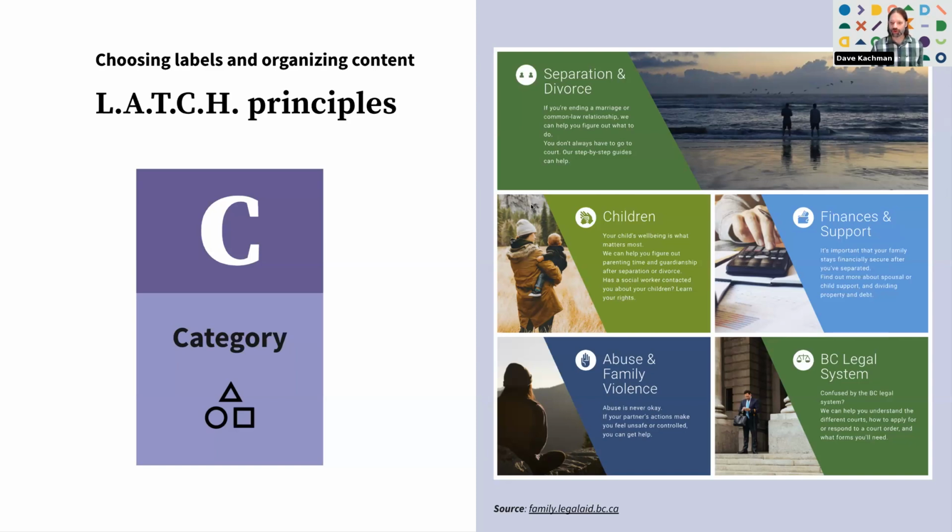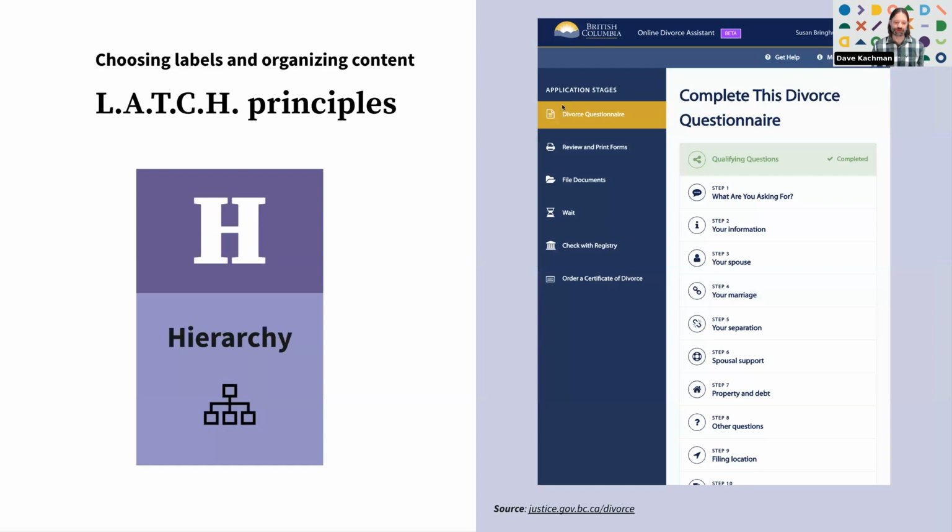Categorical: here we have an example from Legal Aid BC, with these larger areas of family law to help narrow down choices on this routing page. And then hierarchy. This is where that kind of prioritization comes into play. This could be steps in a process, like here, the online divorce assistant with the Government of British Columbia, with the steps of the different content. Hierarchy could also be application stages or that sort of thing, or it's even time-based: what you do before a process, what you do during a process, what you do after you finish the process.